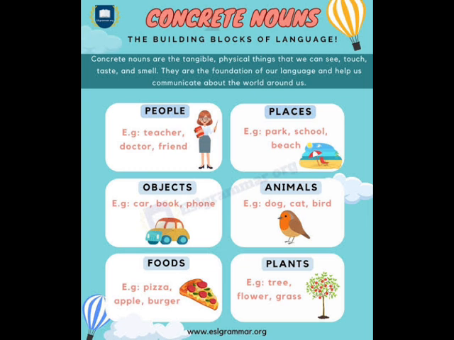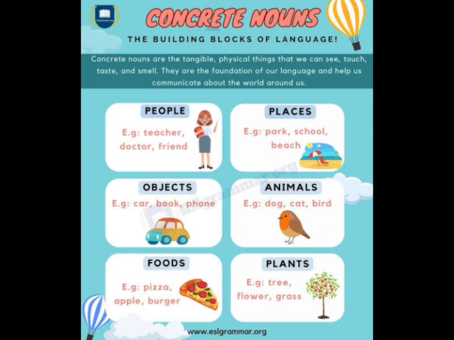So the first nouns that we're going to see about are concrete nouns. Concrete nouns are tangible, physical things that we can see, touch, taste, and smell. Something that we can see with our eyes, touch with our hands, taste with our tongues, and smell with our nose. They are the foundation of our language, and they help us to communicate about the world around us. So, a concrete noun helps us to know our world.